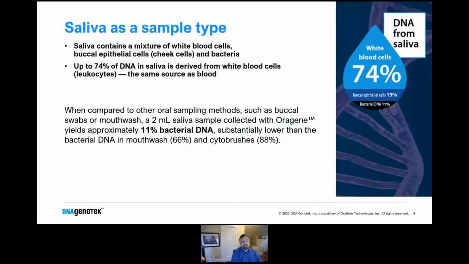First, a little about saliva. Saliva contains a mixture of white blood cells, epithelial cells, and bacteria. We know that up to 74% of DNA in saliva is derived from white blood cells. Through the innovative collection device and chemistries, our solutions minimize the bacterial content.